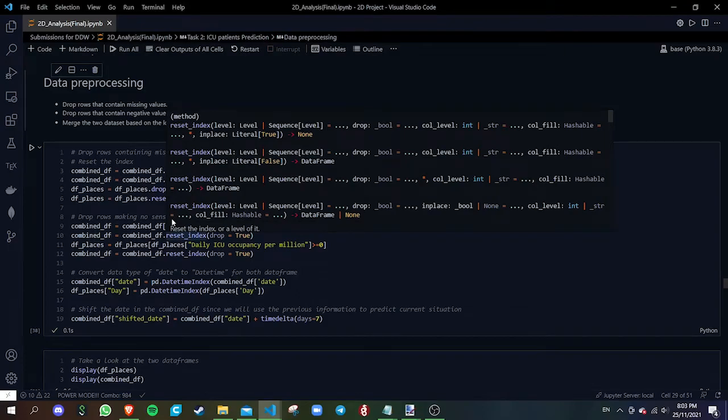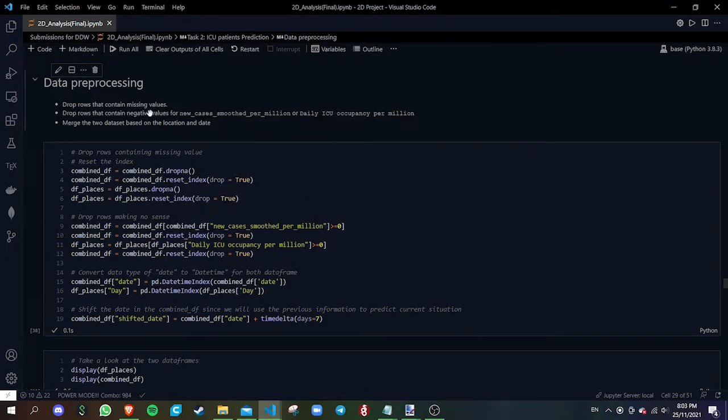Three main tasks are done in this part, including drop rows that contain missing values, drop rows that contain negative values for new cases mode per million, or daily ICU occupancy per million, which make no sense, and merge the two datasets based on the location and the date.